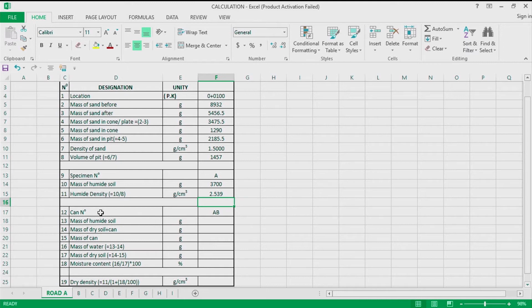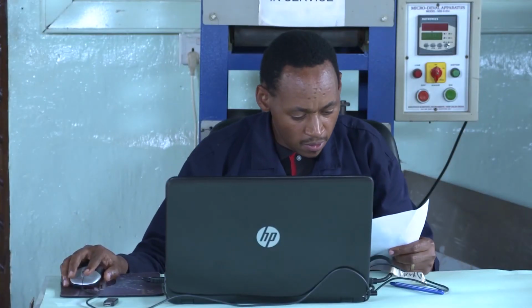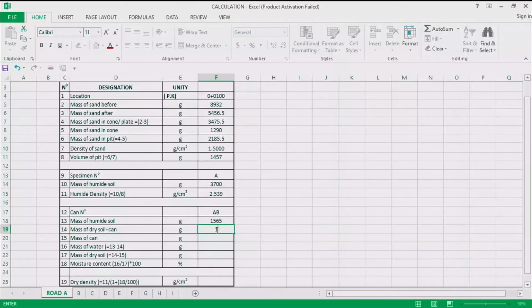Then remember we have taken a sample and we cooked it. Then mass of humid soil, we have taken 1565. Then after cooking, we have got 1435. And mass of can was 10.5. Mass of water, see those numbers, this is 13, that is mass of humid soil minus mass of dry soil with can.